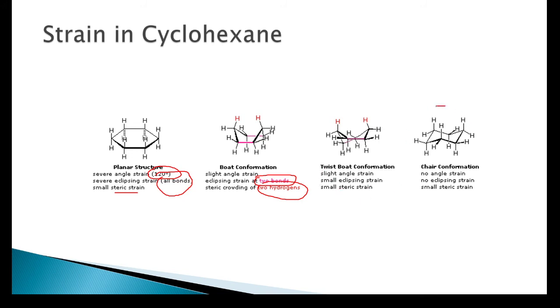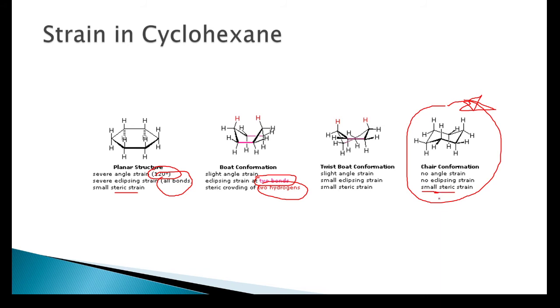But now we get to the beauty. Right there, the winner. Chair. No angle strain. Why? Because the carbons in the chair form are 109.5. There's no eclipsing. The carbons are getting out of the way of each other. This is out of the way of this one. This one's out of the way of that one. This carbon's out of the way of this one. So we're not really getting any eclipsing strain. And the hydrogens might be a little bit close, so at worst, we have a small steric strain.